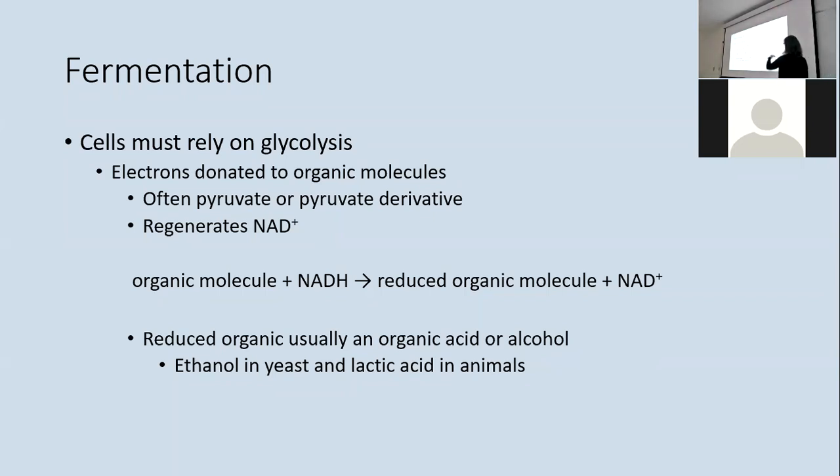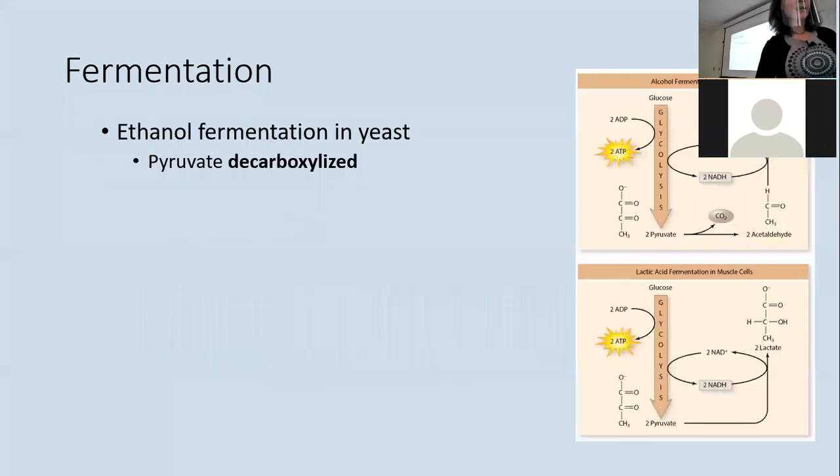An organic molecule and NADH gives you some reduced organic molecule and NAD that's then available to keep doing glycolysis, right? Usually some organic acid or alcohol. Kind of the example that most people are aware of is yeast. Yeast is producing alcohol. This is how we produce alcohols. It's also how we make bread. In animals, you see this in the form of lactic acid. Let's look at yeast first.